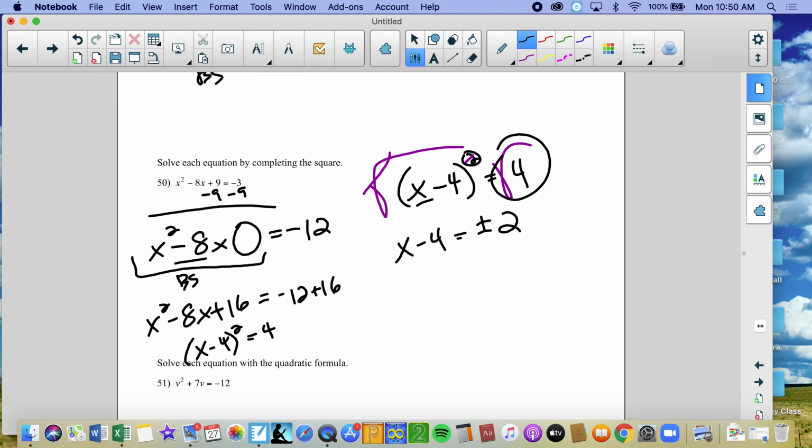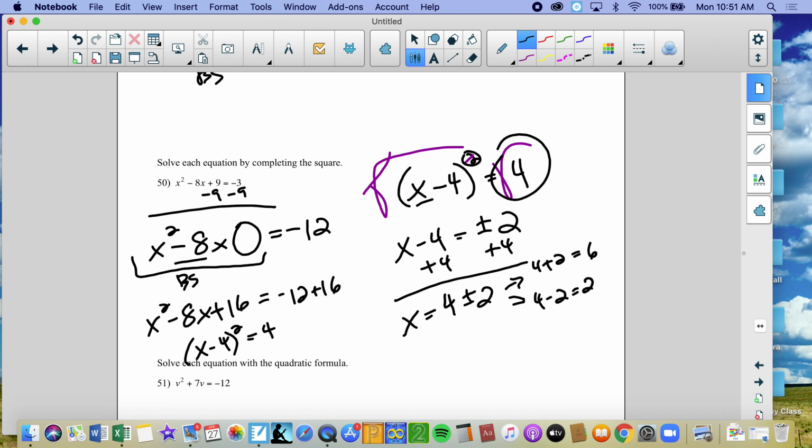And now let's isolate the variable x. So I'm going to add 4 to both sides. And I get x equals 4 plus or minus 2. What does that mean, Mr. Mack? Well, that means 4 plus 2 or 4 minus 2. 4 plus 2 is 6. 4 minus 2 is 2. So my solutions are 2 and 6.